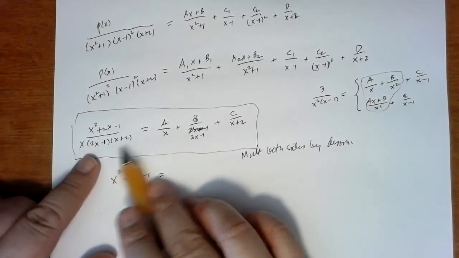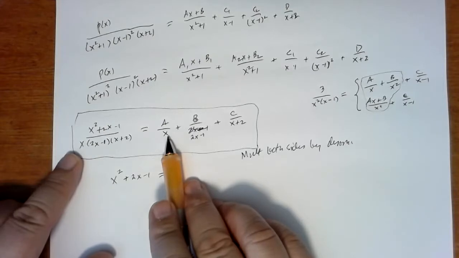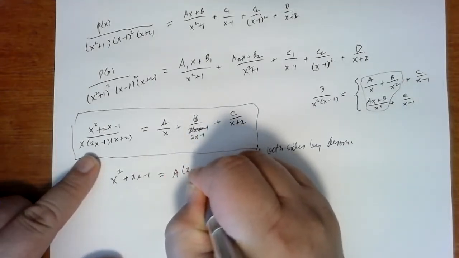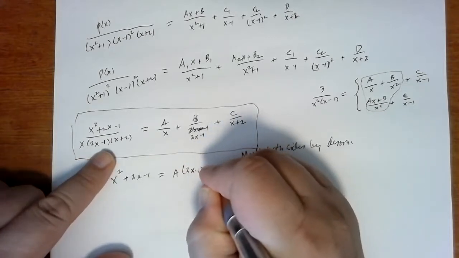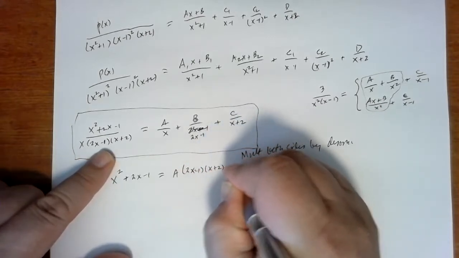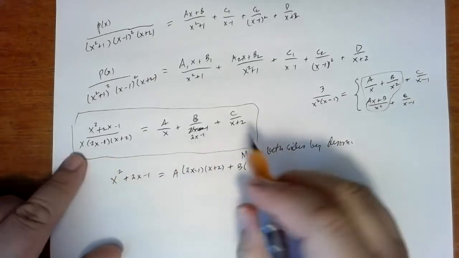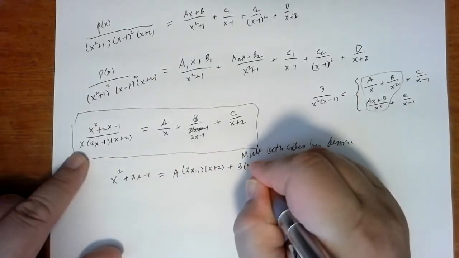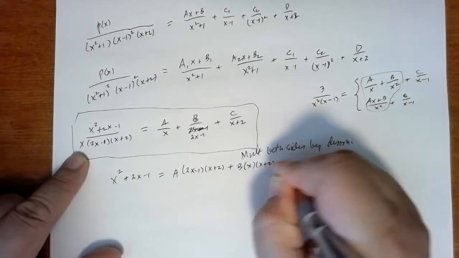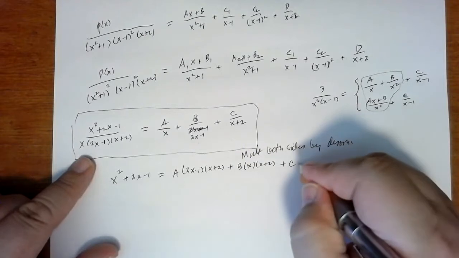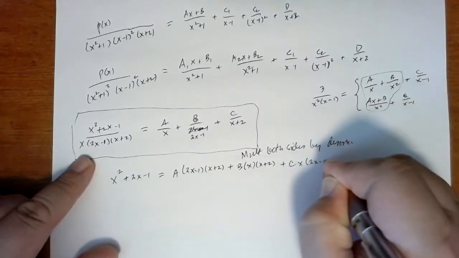Because if you multiply this times this, the x's will cancel. And so you'll just be left with a times 2x minus 1 times x plus 2 plus b. And then the 2x minus 1s would cancel. So you'd be left with x times x plus 2 plus c. And then the x plus 2's would cancel, and you'd be left with x times 2x minus 1.